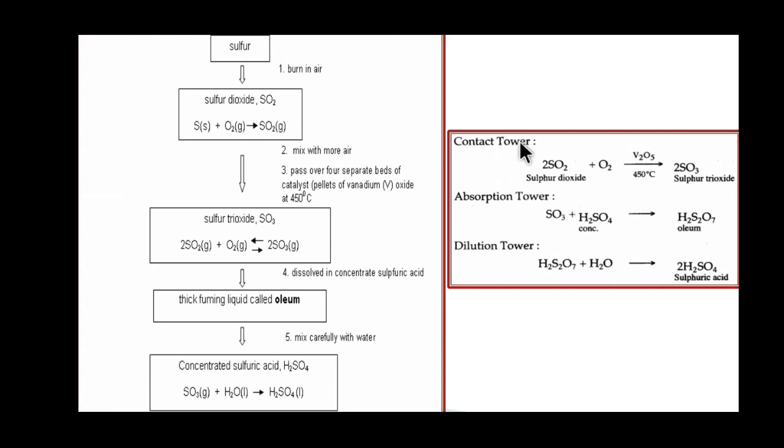The method steps: contact tower, absorption tower and dilution tower. In the contact tower, SO2 reacts with O2 and will give the product SO3 under the condition of vanadium pentoxide and 450 degrees Celsius. In the absorption tower, sulfur trioxide reacts with sulfuric acid and will give the product H2S2O7, that is oleum. And in the dilution tower, the oleum compound is diluted with water and will give the product sulfuric acid.